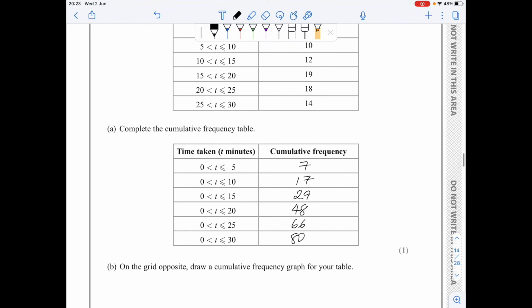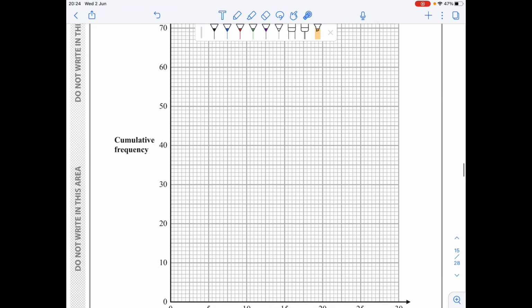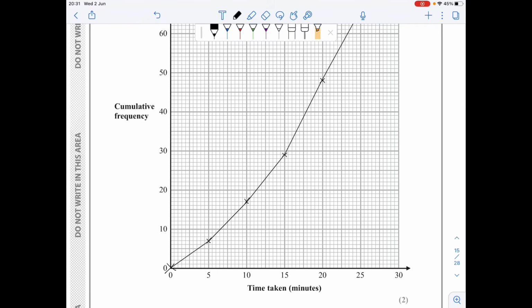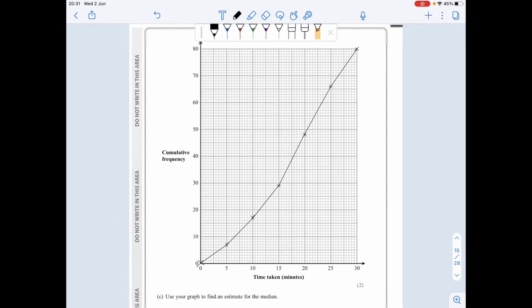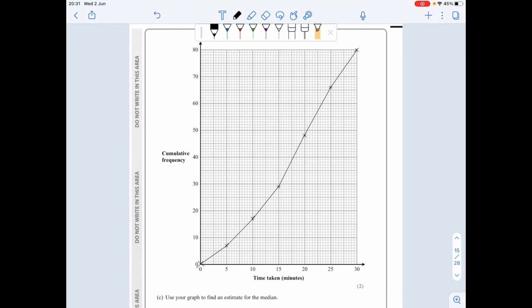And then in part B, I need to draw the cumulative frequency graph. Note that the x-coordinates would be the upper bounds for time, and the y-coordinates would be the cumulative frequencies. Since the times all begin from 0, I will pass my graph through the origin. Now, when you join the points, you can do so using either straight lines or a smooth curve. And if I zoom out, that's how the graph should look.